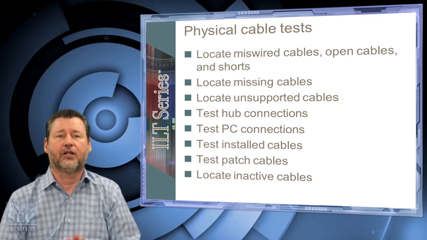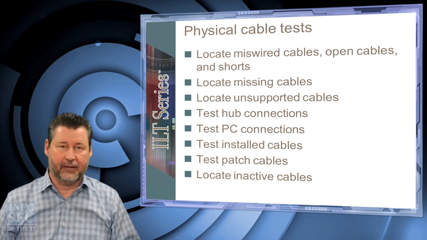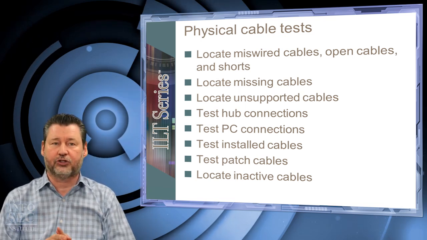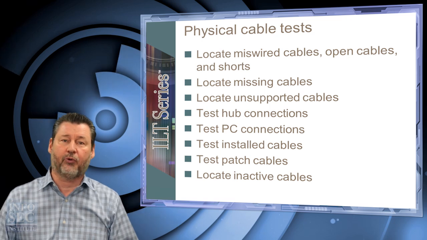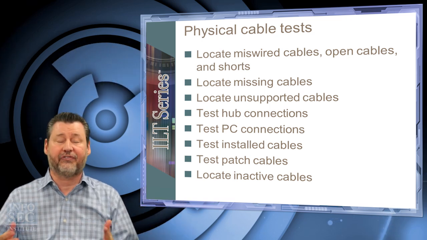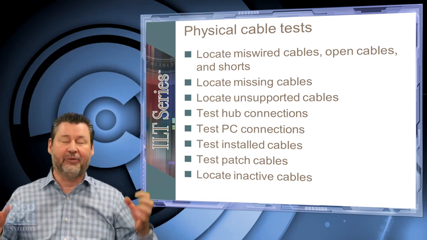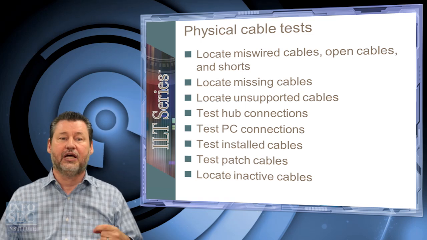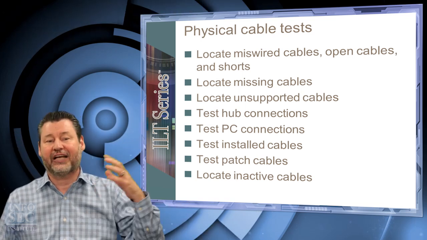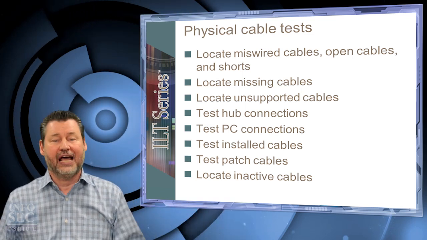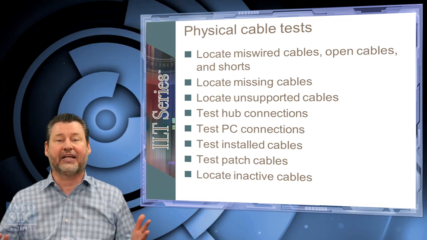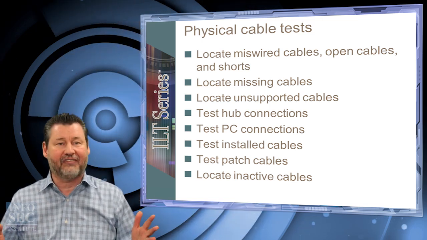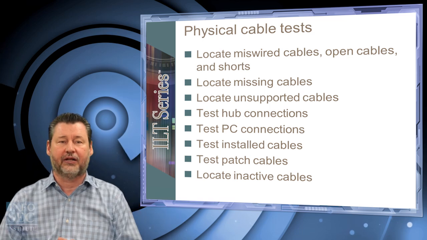Physical cable test, locate miswired cables. Cable tester's good at that. Open cables, shorts. Locate missing cables, a toner. Locate unsupported cables. A certifier lets you know if it meets the right qualifications. Maybe you have a requirement for Cat 5e cable and someone had some old Cat 5, or you want Cat 6 because you're looking to upgrade to gigabit and there's old Cat 5 cabling there. You want to know about it.